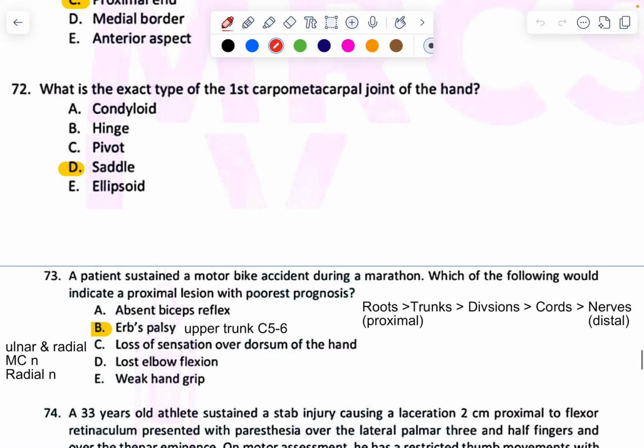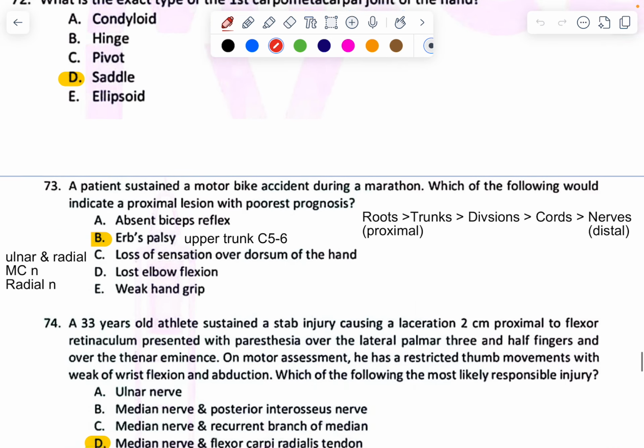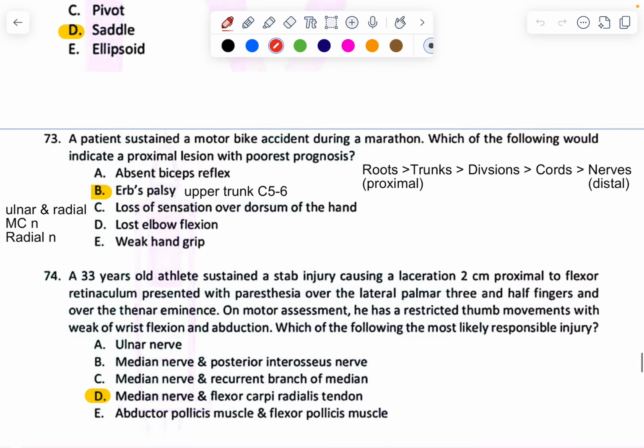A 33-year-old athlete sustained a stab injury causing laceration of the lower flexor, presented with paresthesia over the lateral palmar 3.5 fingers. So this is the median nerve, recurrent median nerve. Motor: restricted thumb movement with weak wrist flexion and abduction. So here you have to add flexor carpi radialis tendon, median nerve and flexor carpi radialis. It is lateral abduction.